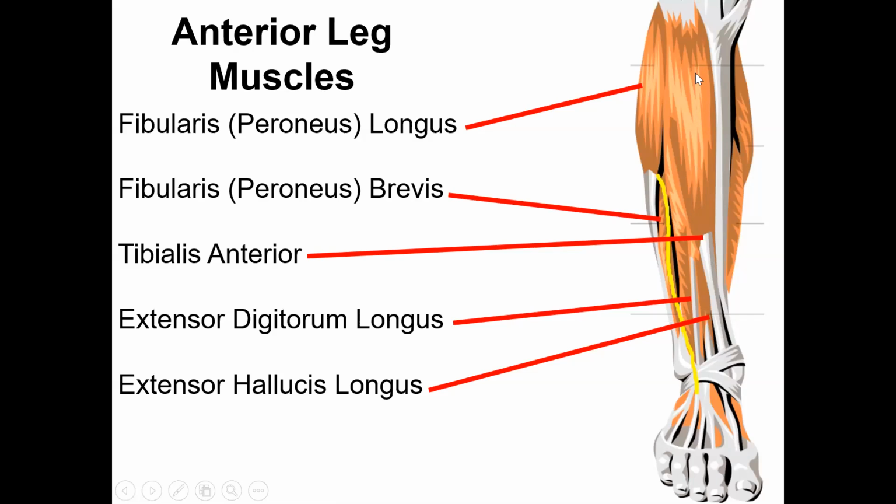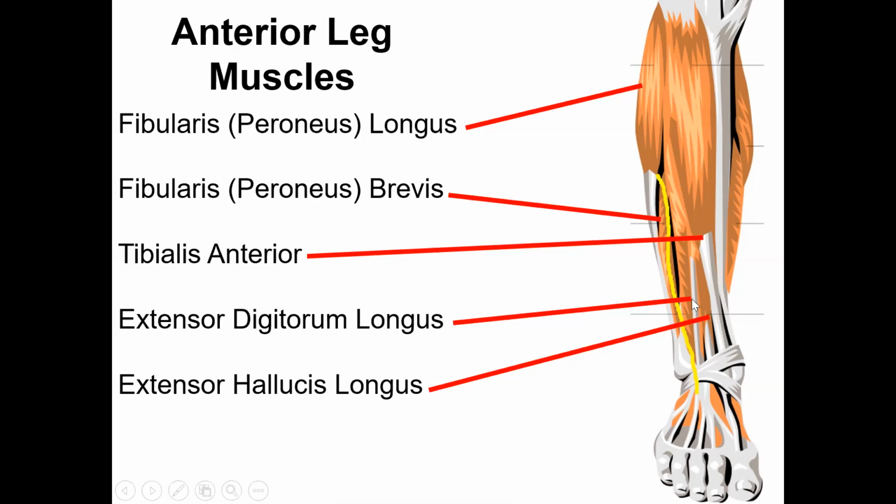On the anterior leg proper, we've got tibialis anterior. An important landmark for that is going to be the tibia itself. So here's the tibia, part of that bone being exposed. And then lateral to that bone, we've got the tibialis anterior. And then we've got the tendons of a few muscles that run down into the foot. The extensor digitorum longus, which helps to extend the digits, and then extensor hallucis longus, which is this medial tendon, that is going to extend the great toe itself.